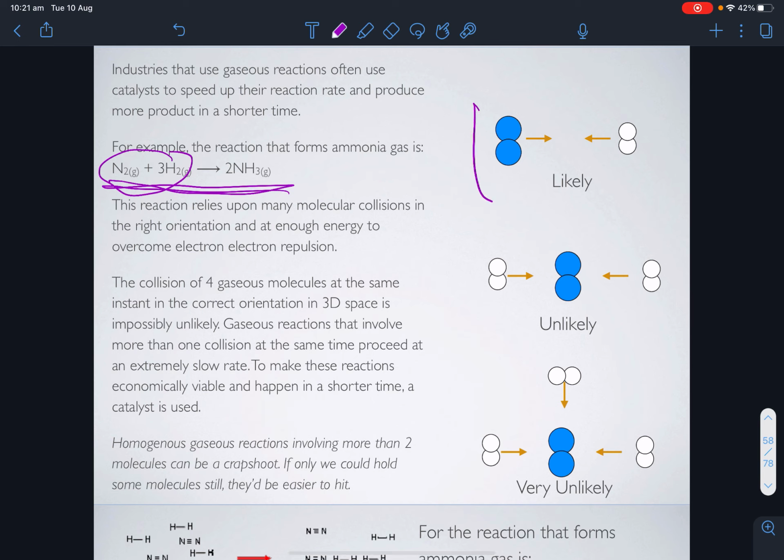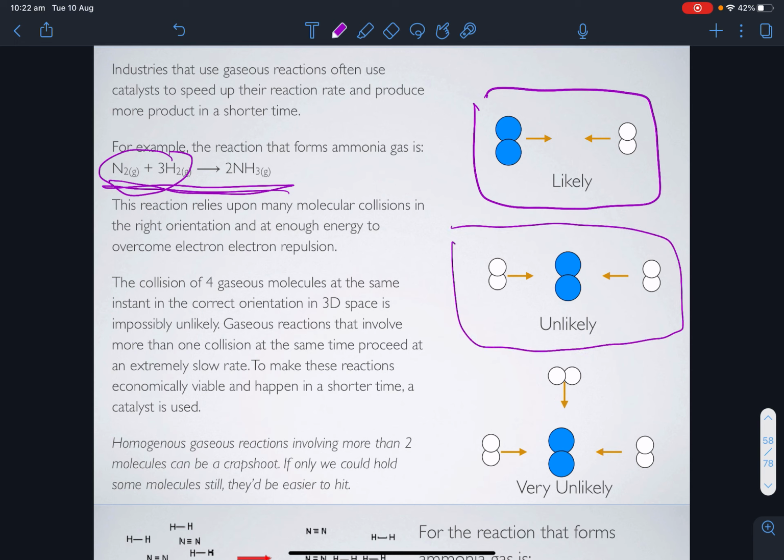Let's talk a bit about my diagram here. If you have a one-to-one reaction of two gaseous molecules, it's likely that these two are going to collide at some time in the right orientation. If you need three of them, the likelihood is getting pretty low. So the speed of the reaction where three molecules have to meet is much slower than where only two. Where four need to meet at the same time, it's hugely unlikely.